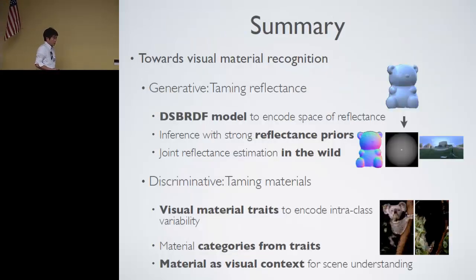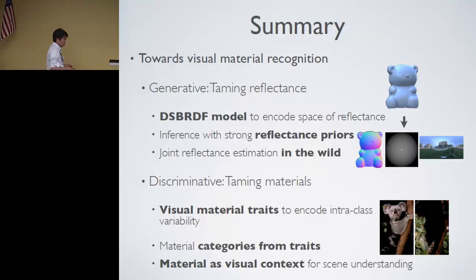Okay? So to summarize, I talked about two distinct approaches towards visual material recognition. One is a generative approach where I introduced a new reflectance model to extract a really strong statistical prior based on the space of reflectance so that we can do radiometric decomposition in the wild. The second approach was a discriminative one, where we tried to directly tame the appearance of materials by introducing this intermediate representation called visual material traits. And I demonstrated that we can even recognize the materials and also use it for higher level image understanding tasks by using it as a visual context.